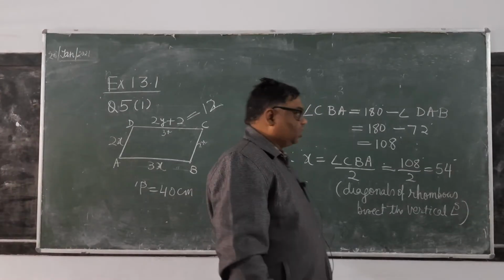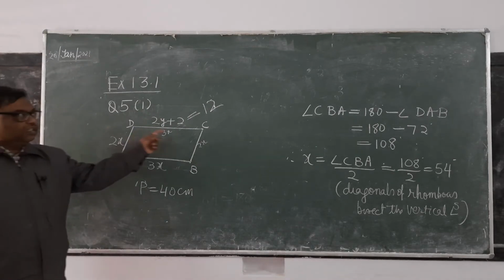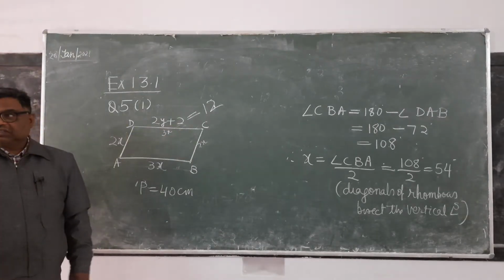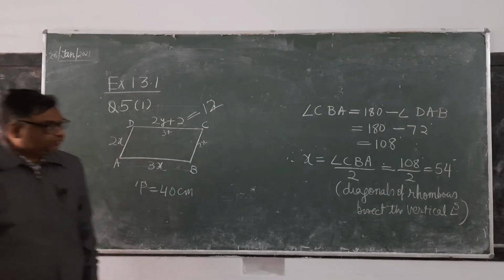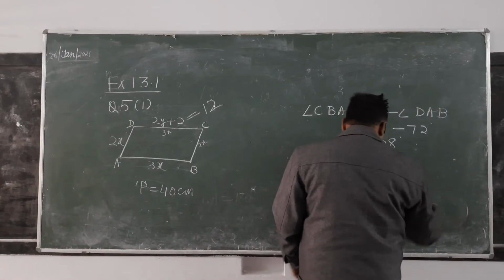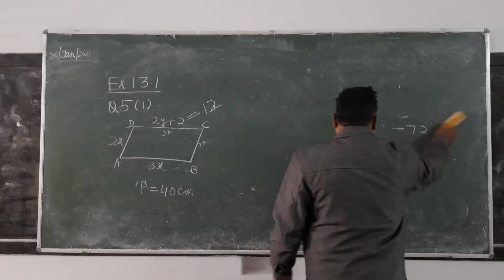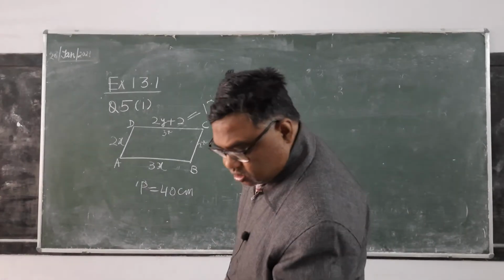You can note down here this thing. First you will write this thing in terms of x. It is clear? And then do. Now we see one more question.